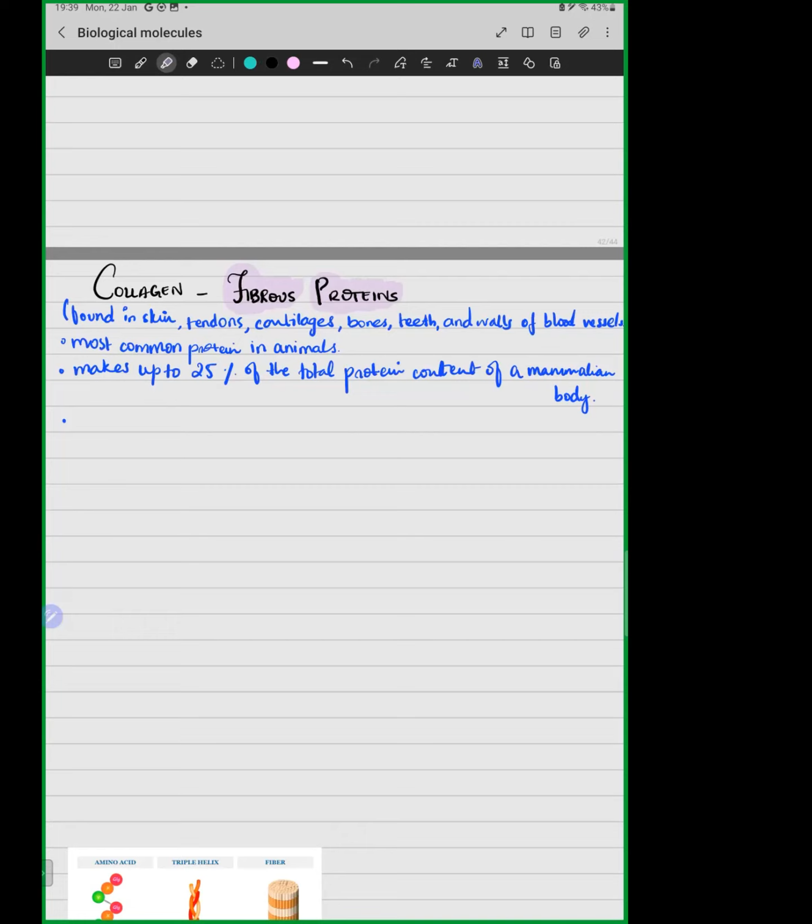Okay? And it makes up 25% of the total protein content of a mammalian body. So we are mammals basically, right? So 25% of our total protein content is what? Collagen. So it's a very important protein. Now, why is collagen such an important protein?